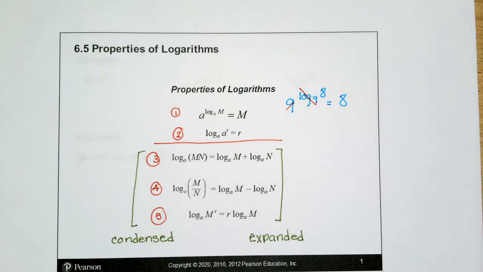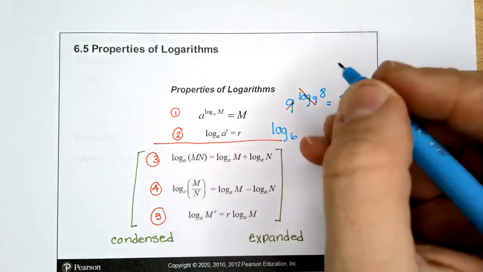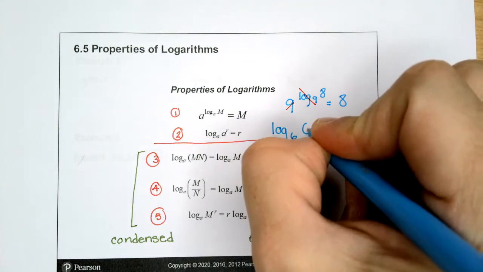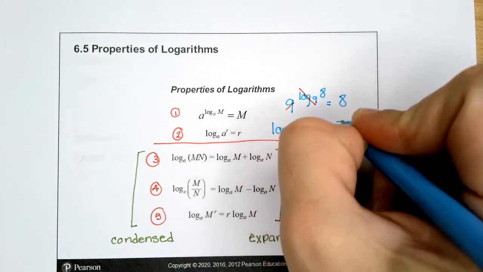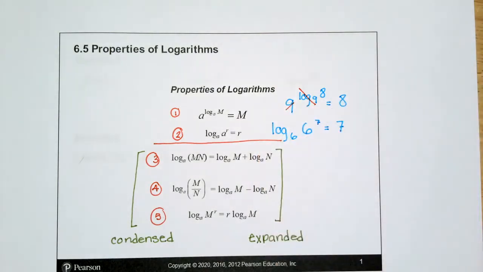Good. The next one is kind of the same thing. So we have log base A of the base A raised to a power leaves you with only that power. The other 2 things, the log of A and A, cancel each other out. So we could say, for example, log base 6 of 6 to the 7th power leaves me with 7. Simplifies to 7.